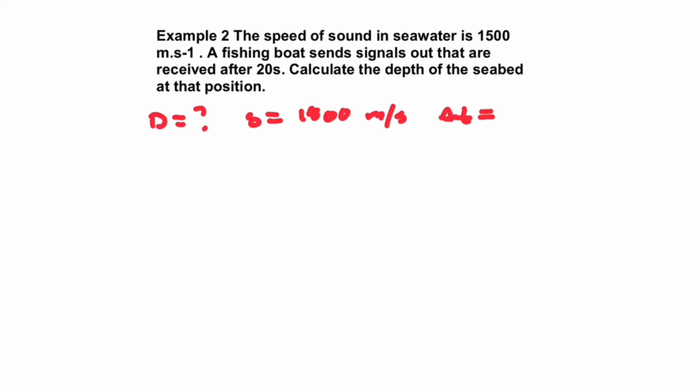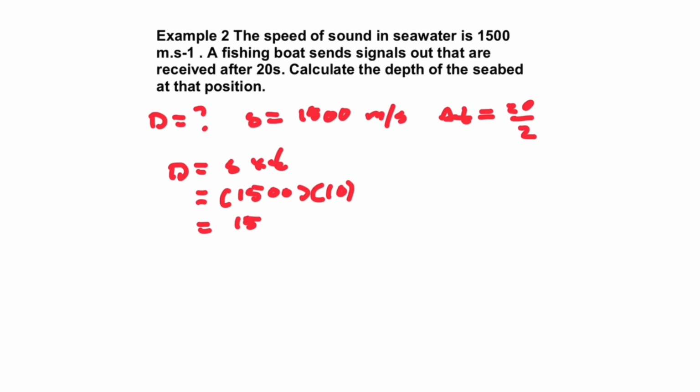So again, we have the same situation as the problem we just solved before. We are given 20 seconds for the entire motion, but we need to divide that by 2. So we're going to have 20 divided by 2. And then the distance will be speed multiplied by time, 1,500 multiplied by 10 seconds. This is 15,000 meters.